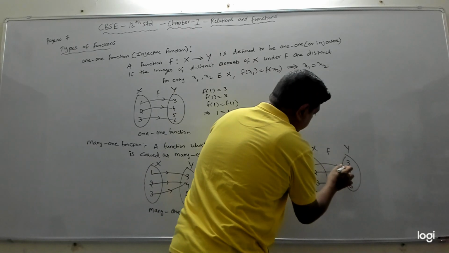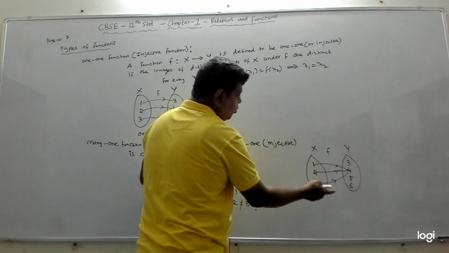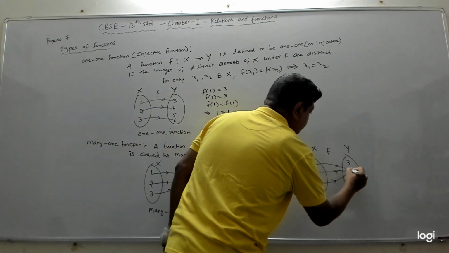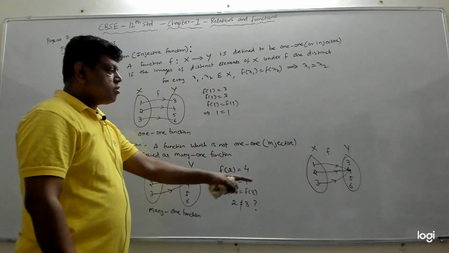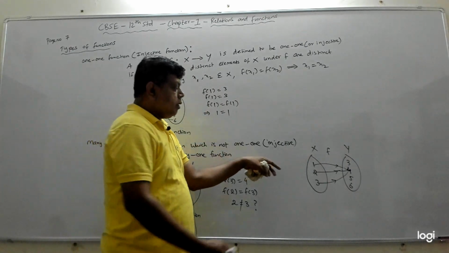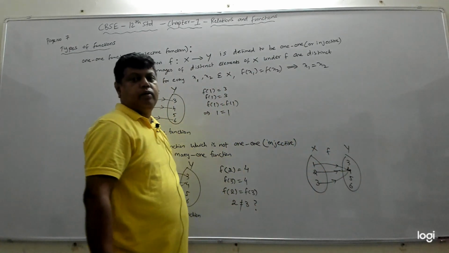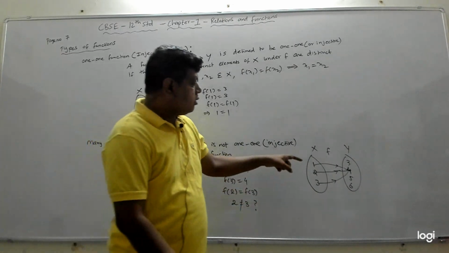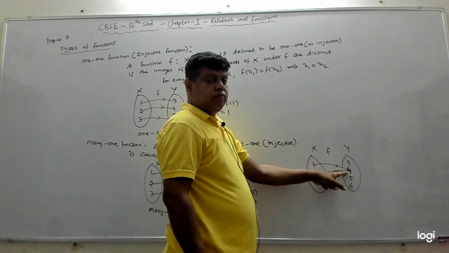Right? 1 goes to 4, 2 also goes to 4, 3 is also mapped to 4. All are getting mapped to 4. So this is not a 1 to 1 function, but it is a many to 1 function. It's not a 1 to 1 function because 1 is also going to 4, 2 is also going to 4.